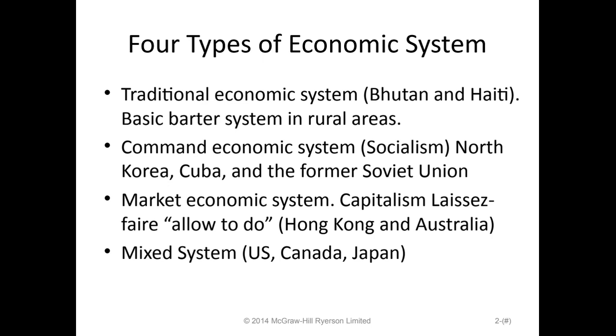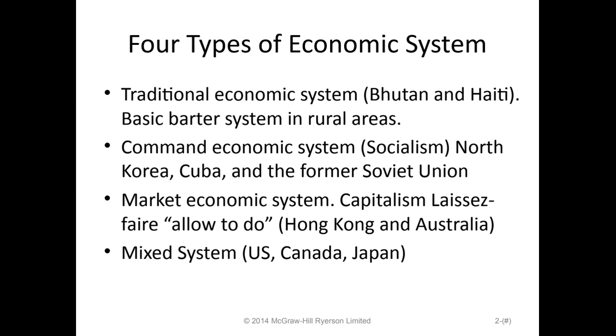The fourth one is called the mixed system. I gave you Hong Kong and Australia as examples for the market economic system. Again, these boundaries are overlapping, so some economists believe that the US should also be in the market economic system. In the mixed system, we have both components, that is, command economic system and market economic system. So we have some private sector in the country and some sectors are controlled by the government.